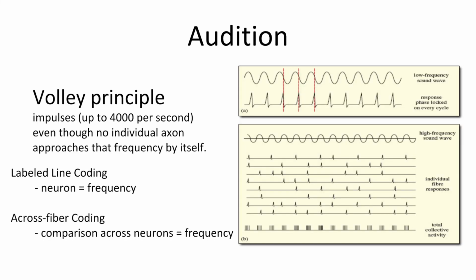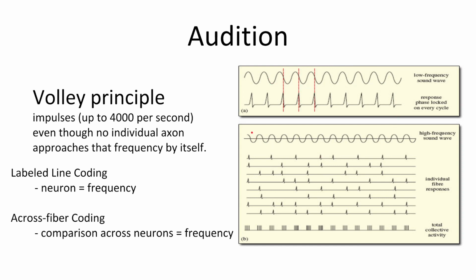In order to account for some of the higher frequencies, it's thought that maybe something called the volley principle might become involved. The volley principle suggests that at low frequencies, here we have the input compressions at a lower frequency, we might have neurons that generate action potentials at the peak of each, or at some point in the cycle of each of these compressions. If that were the case, then this neuron could communicate information about this particular frequency.